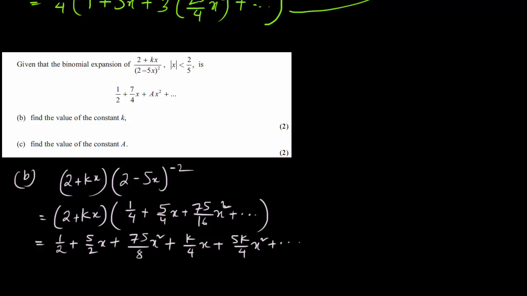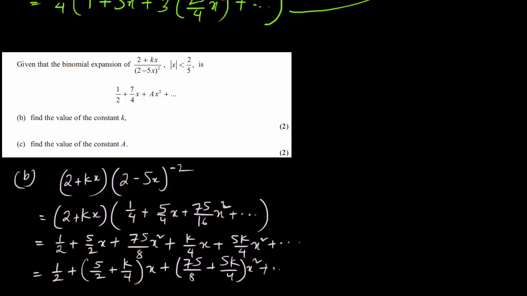So now if we bring all the terms together as constant, coefficient of x, and coefficient of x squared, it turns out to be 1 by 2 plus, if we take the x common, (5 by 2 plus k by 4) x. Now if we take the x squared common, it would be (75 by 8 plus 5k by 4) x squared. So that's what it turns out to be.